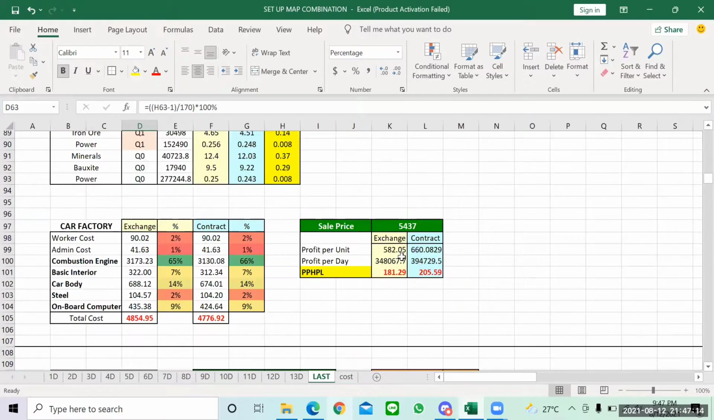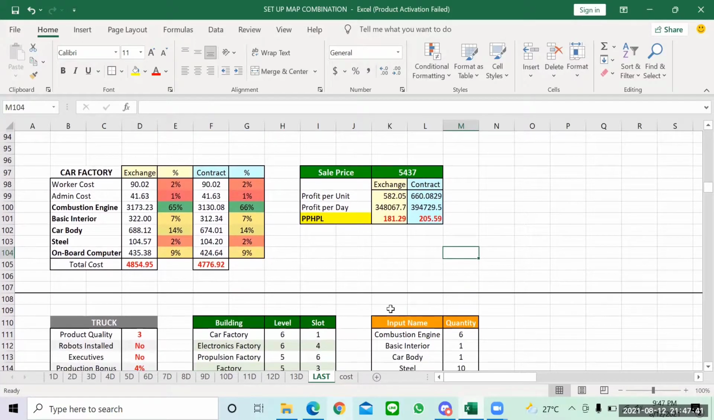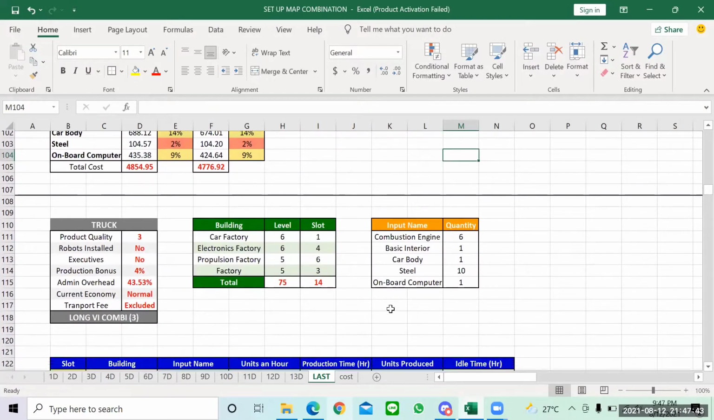Okay, so this is the total cost for the car factory. By using exchange it is 4854, but if you are using contract it is 4776. Of course, the profit per hour per level is around 180 till 205. It's quite good with the current situation.